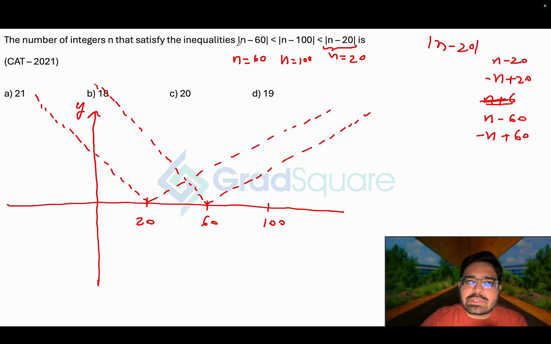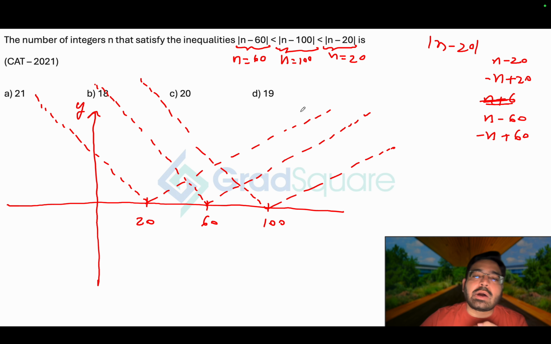Now let's draw the next one. We have already drawn modulus of n minus 60. Let's look at modulus of n minus 100. Greater than 100, this is how your graph is going to move, right? Less than 100, your graph is going to move like this. Now, what do we want? We want the modulus of n minus 20 should be the lowest.